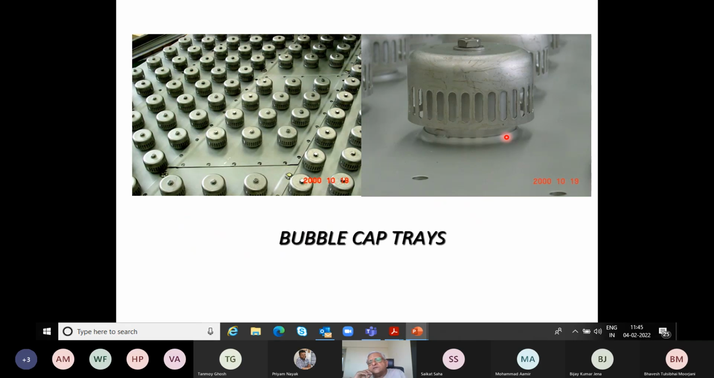The only problem with bubble cap trays is that the delta P is high. That means the pressure drop per tray is pretty high. Generally, the thumb rule is that we don't allow more than 3 millimeter mercury pressure drop across each tray. But the lesser the pressure drop, the more efficient your distillation will be. Because in a distillation column, whatever it may be, you have control only on the top. That means you can control the top pressure.